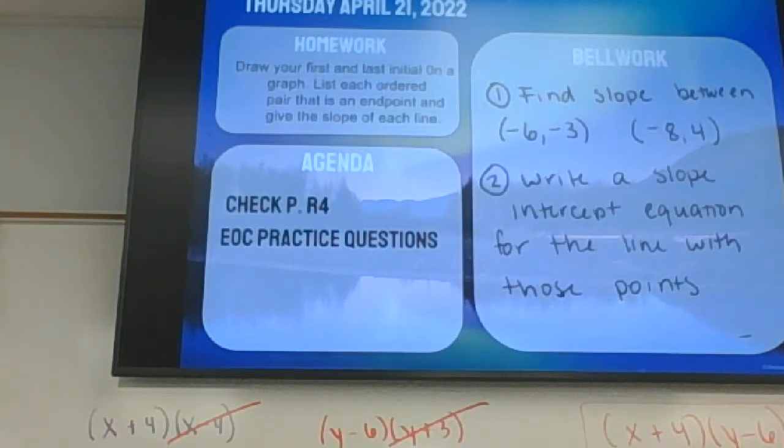So it says to draw your first and last initial on a graph. For each ordered pair that is an endpoint, give the slope. So this is what I mean. Like, I'm going to make a graph, and I would put my first initial here.